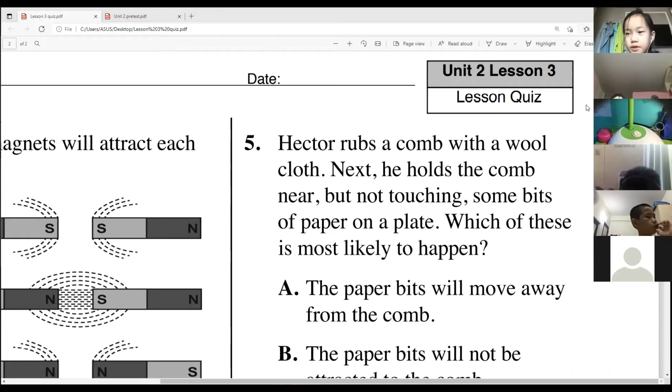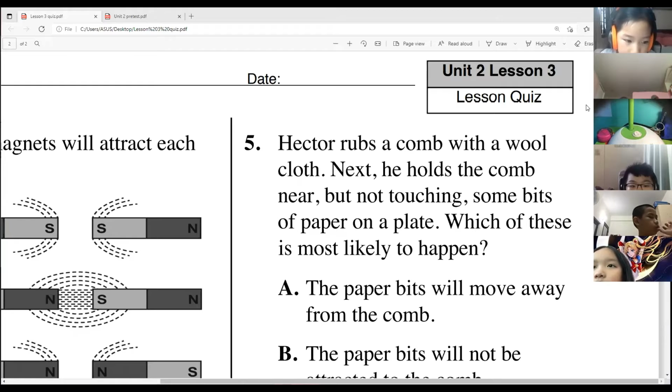Hector rubbed a comb with a wool cloth. Next, he held the comb near, but not touching, some bits of paper on a plate. Which of these is most likely to happen?